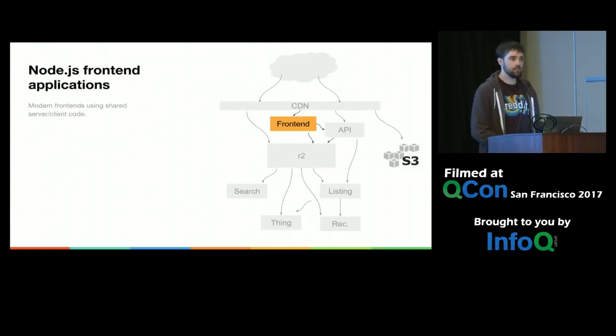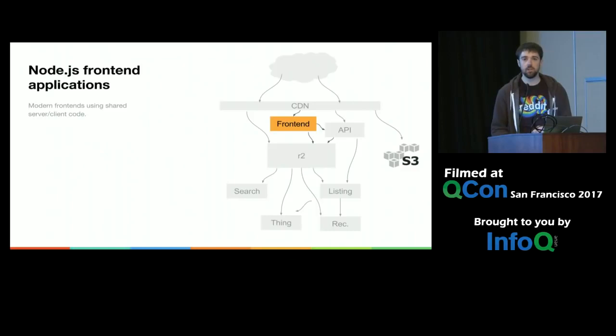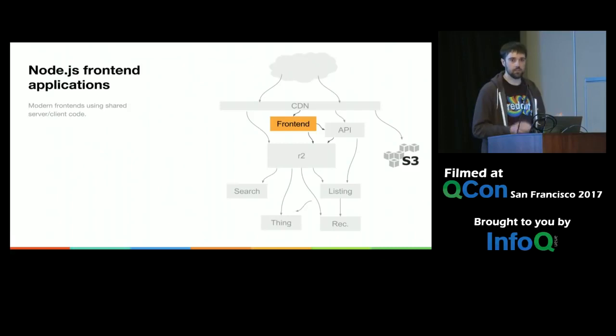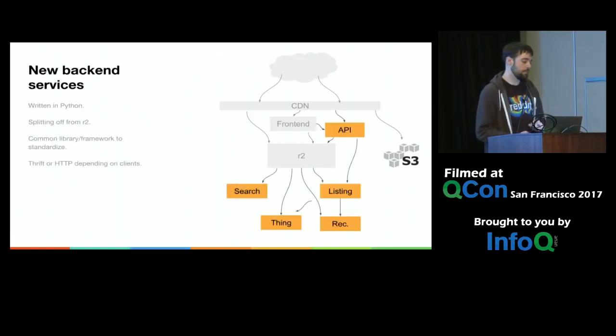The front-end engineers at Reddit got tired with the pretty outdated stuff that we have in R2, so they've been building out these modern front-end applications. Those are all in Node, and they share code between the server and the client. They all act as an API client themselves, so they'll talk to APIs that are provided by our API gateway or R2 itself, and act just like your mobile phone or whatever other API clients out there.